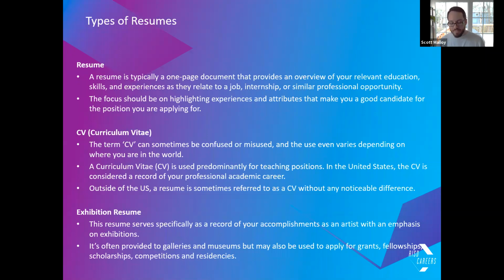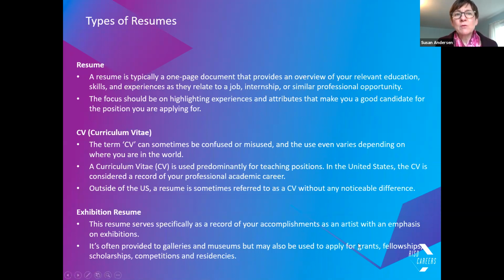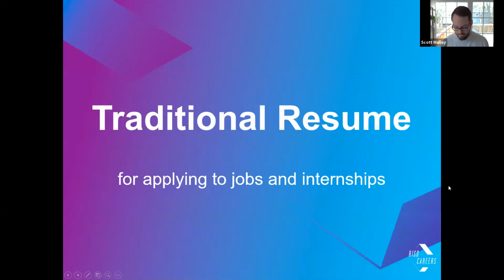I would just add to that, Scott, that what's also distinctive about these three different versions of professional material is that a resume is almost always a single page document, whereas the CV and exhibition resumes can be longer documents. So just bear in mind that our focus today, especially on resumes, is to help you achieve a one-page document specifically. Absolutely. Thank you, Susan.